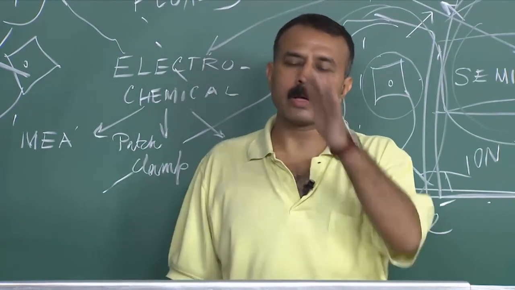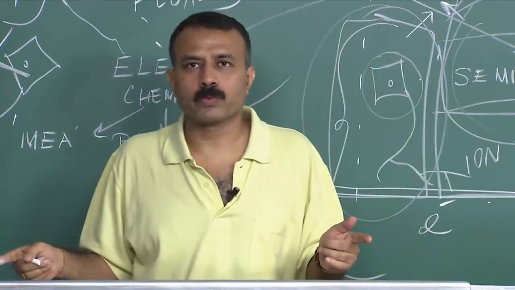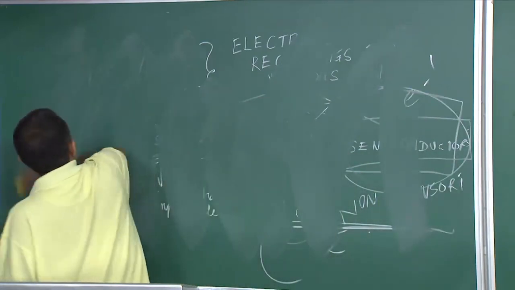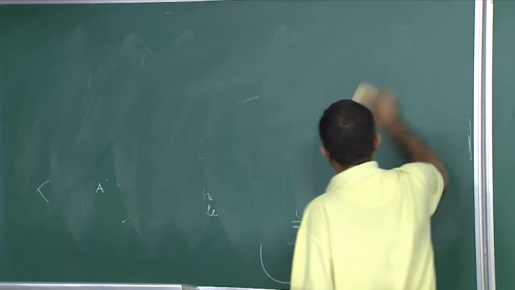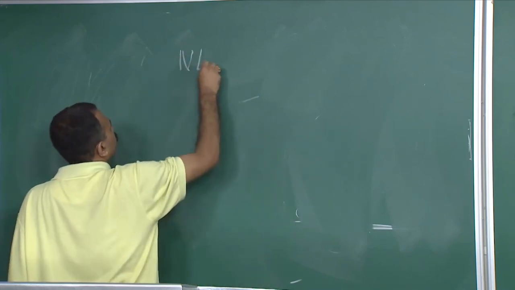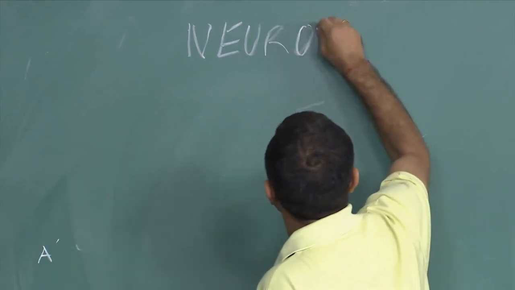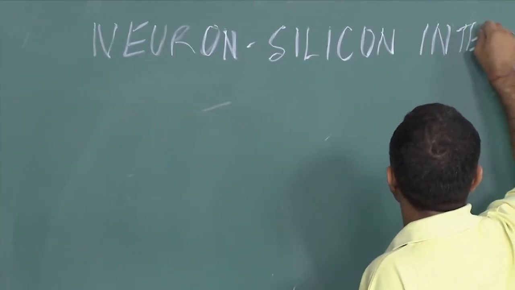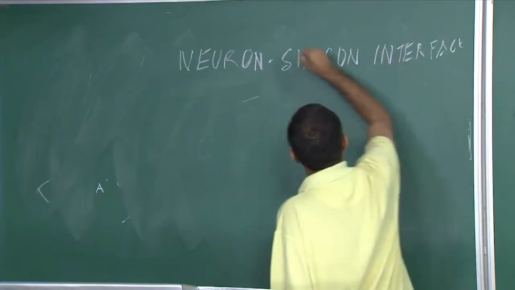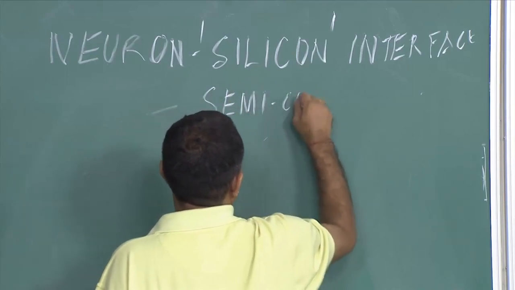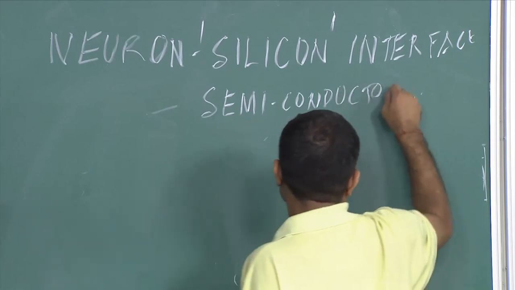That is why here we will be talking about the neuron silicon interface, but just to remove a doubt, this could be something else also, any other semiconductors. So, what you see here on your slide is neuron silicon interface. This might as well be written neuron semiconductor interface instead of silicon, okay.